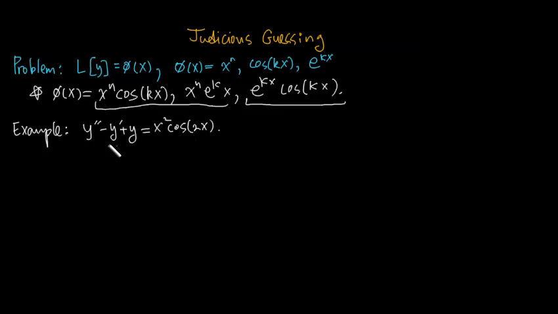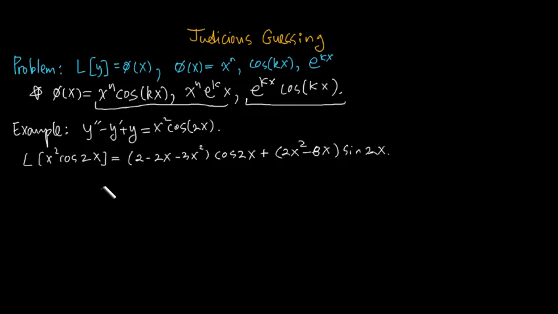L is again representing the operator associated with the left-hand side of this equation. So we're trying this one here. I'll skip this detailed calculation. You have to plug it in, take the second derivative, and collect terms in cosine 2x and sine 2x. After you differentiate twice and collect in terms of cosine 2x and sine 2x, this is what we get.